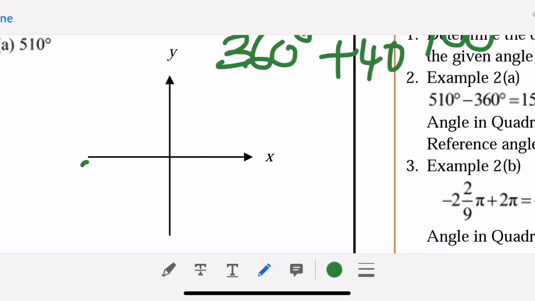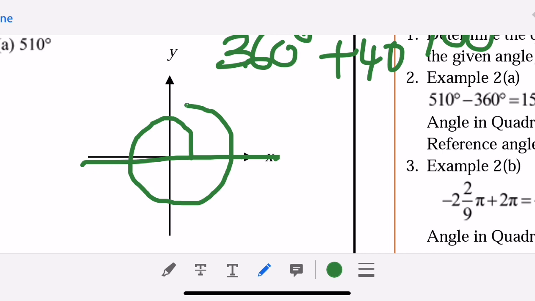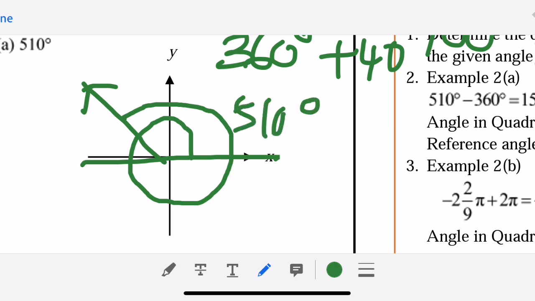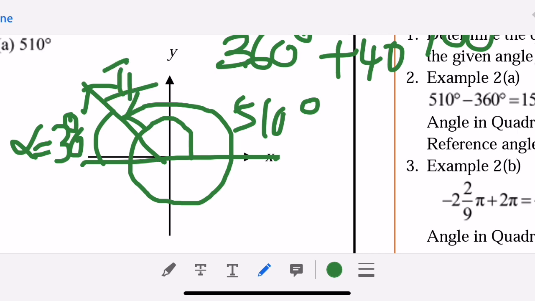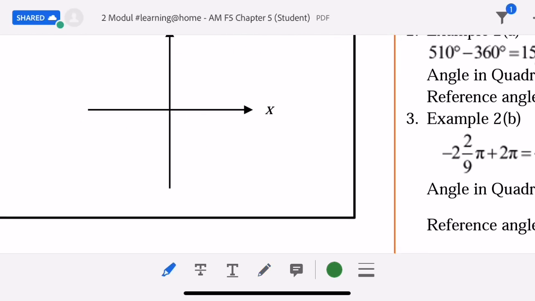Okay, for example 510, I will sketch like this. 360 plus another 150. So I will label like this. This is 510 degrees, and I can label my alpha here. Alpha is 30 degrees. So the angle at this one must put an arrow, second quadrant for 510, right?